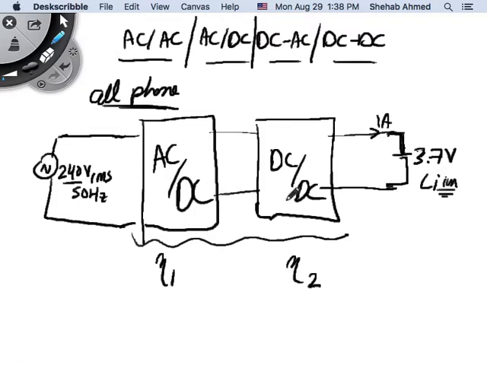So there's some advantage, some disadvantage. If efficiency is a concern, maybe go ahead and use a single stage AC to DC converter that's a lot more expensive, a lot more complicated, but will give you a higher efficiency because it's single stage versus a dual stage system. So this is one example.